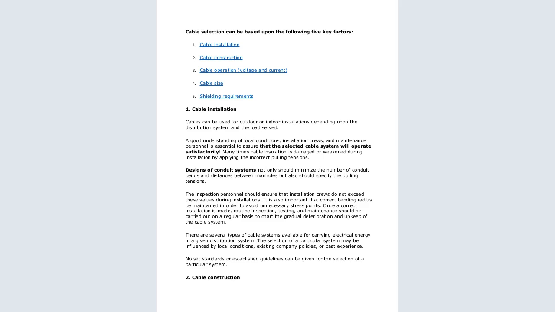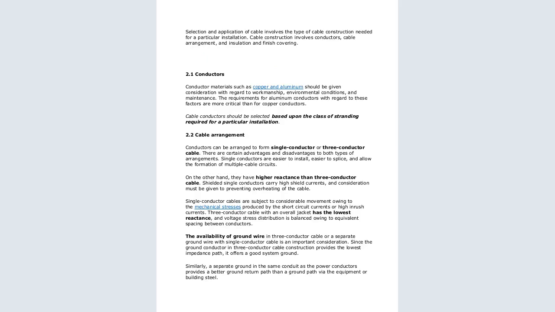So we have talked about that. We have the cable installation. Cable construction is also another factor. So that is factor number 2, cable installation, and cable construction is another one. Then the conductors. The conductor materials, such as copper and aluminum, should be given consideration with regard to workmanship, environmental conditions, and maintenance. So the requirements of the aluminum conductors with regard to these factors are more critical than those of the copper conductors.